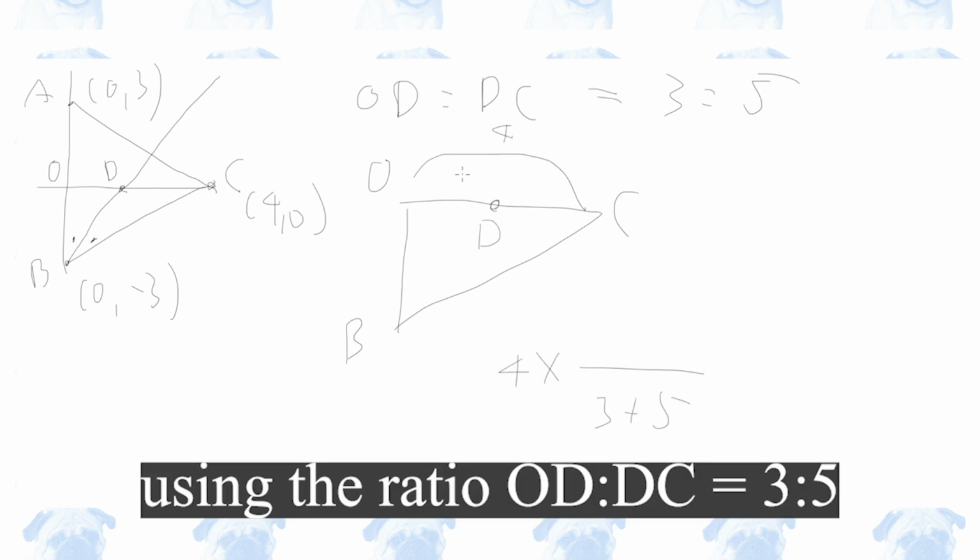D here. We know that the distance between O and C is 4, so we're going to divide 4 into 8 parts, 3 plus 5, and we're going to move from 0 to 3, which is going to be 4 times 3 over 8, which is 3 over 2. So the x-coordinate of D is 3 over 2, and the y-coordinate is of course 0 because D is on the x-axis. So that's another question done.